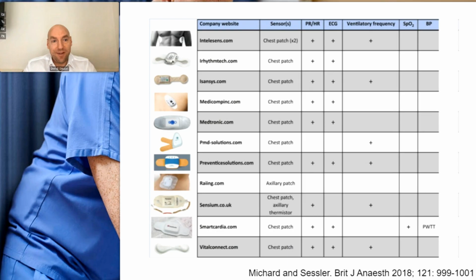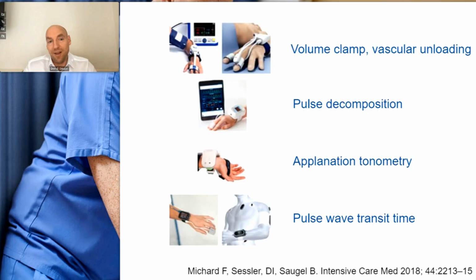Although it may be enough to monitor respiratory rates, heart rates, and SpO2, if you would just measure those three hemodynamic or cardiorespiratory variables, you would probably identify a lot of patients deteriorating on wards, even if you're not able to measure blood pressure continuously. To measure blood pressure continuously, there are a couple of systems: volume clamp, vascular loading methods, pulse decomposition methods, applanation tonometry, or pulse wave transit time.